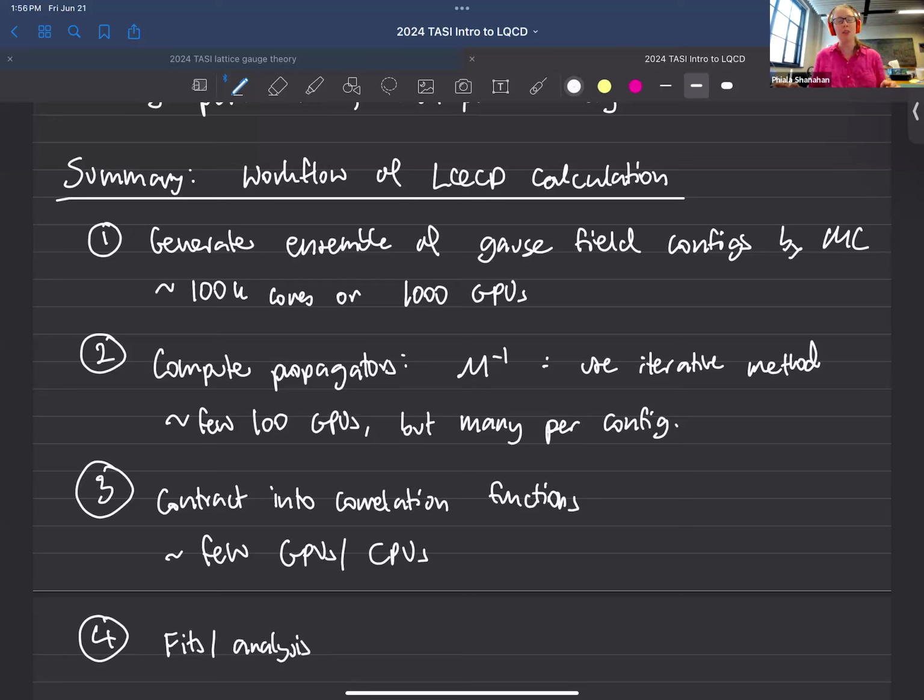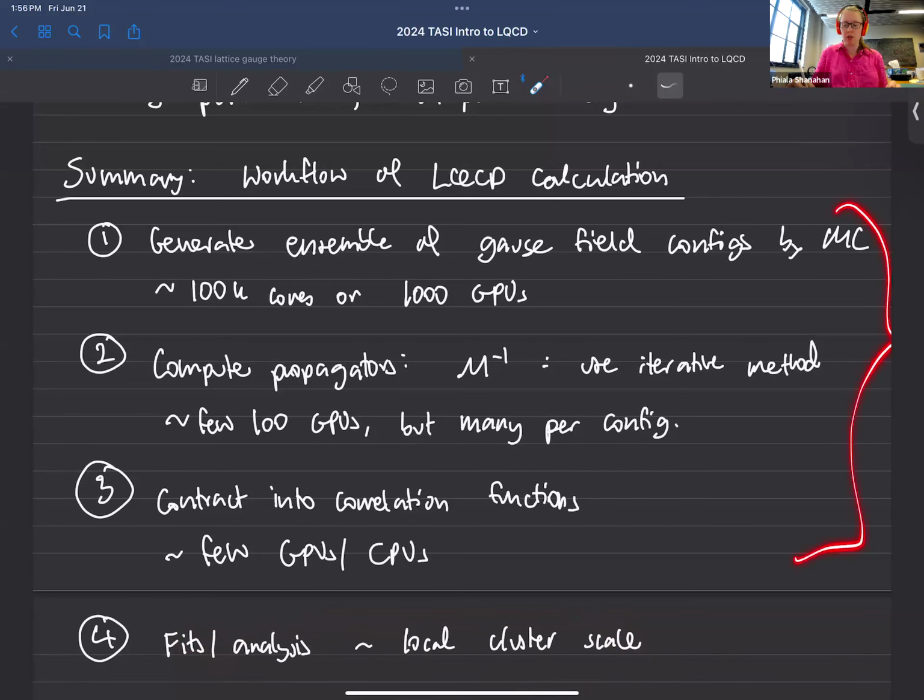And as we saw, again, with the example of the pion mass, that could be fitting the Euclidean time dependence of the correlation functions to extract the spectroscopic result or the matrix element that you're trying to access. And this you can typically do at a local cluster scale. So this doesn't need the same scale of resources. Sometimes you can even do most of this on your laptop. It doesn't need the same sort of resources as these parts of the workflow.